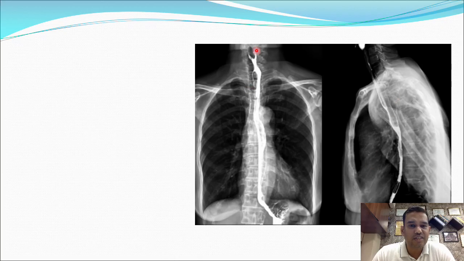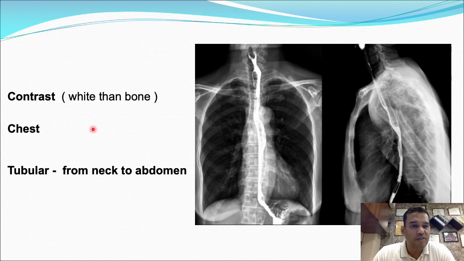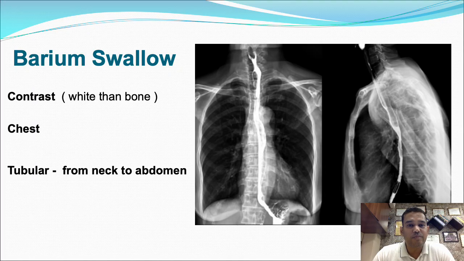So what is the structure that starts at the neck, the oral cavity, and goes up to the abdomen? That is the esophagus. So this is a contrast X-ray of the chest with a tubular organ that extends from the neck to the abdomen. This is probably the X-ray of a barium swallow. Barium is given per orally, and then we take the X-ray to study the characteristics of the esophagus.